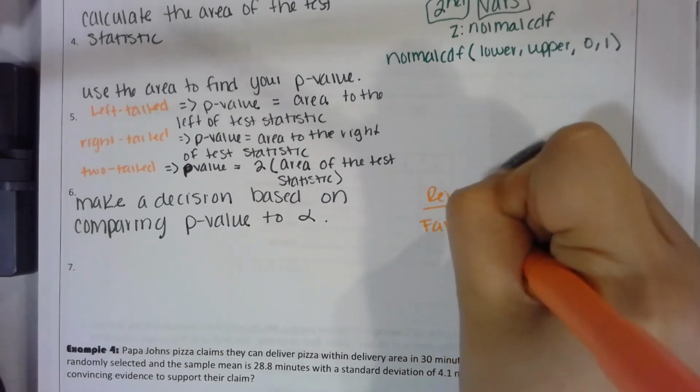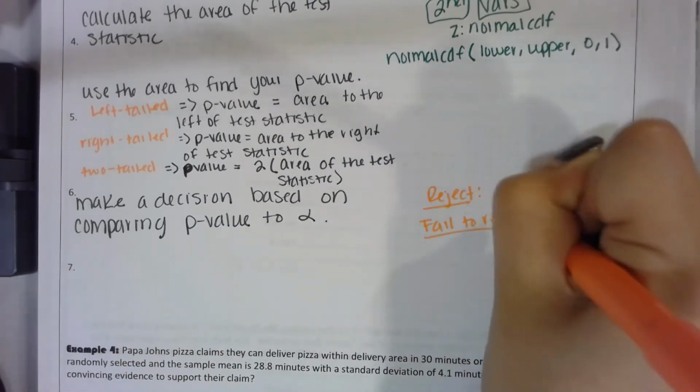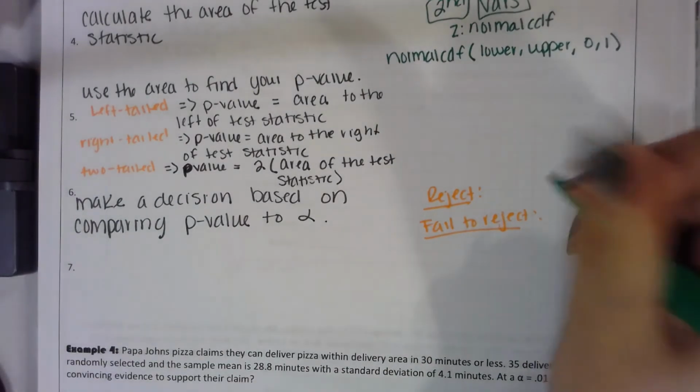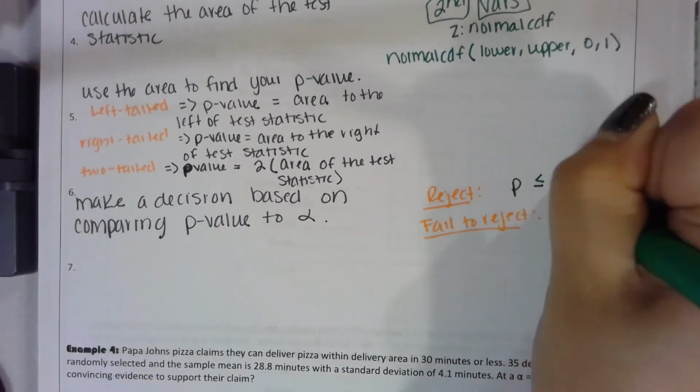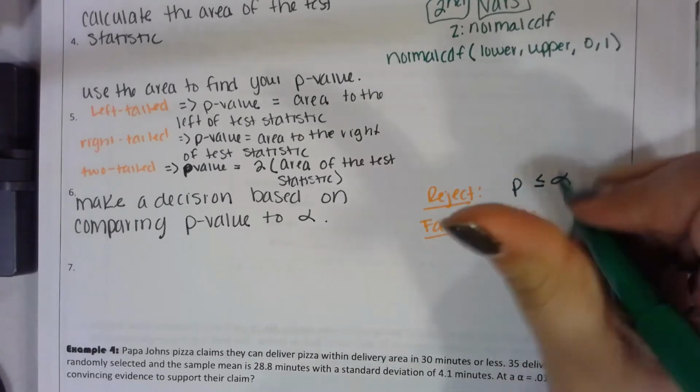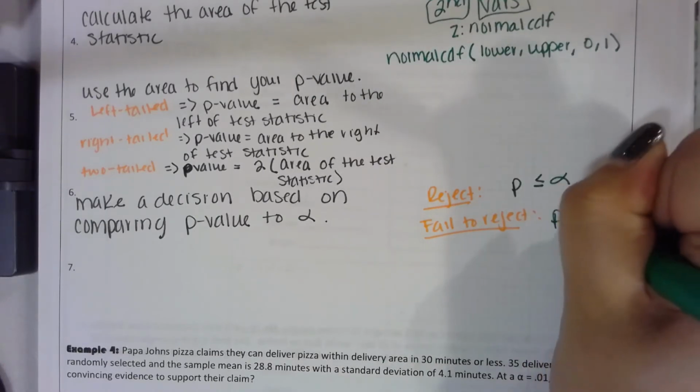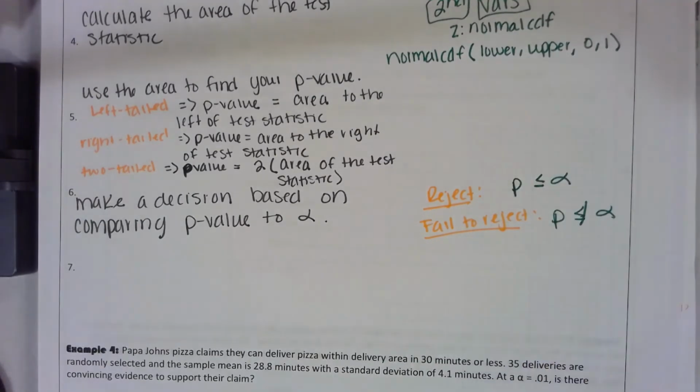Alright, so doing an example. Papa John's Pizza claims they can deliver pizza within delivery area in 30 minutes or less. 35 deliveries are randomly selected and the sample mean is 28.8 minutes with a standard deviation of 4.1 minutes. At a significance level equal to 0.01, is there convincing evidence to support their claim?